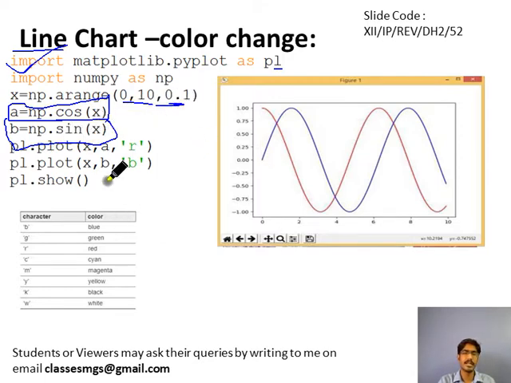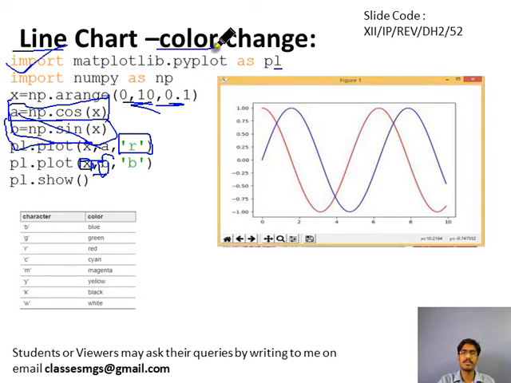So it will generate a continuous data set for sin x and cos x, and then we are using the plot method to draw. We are passing x as data set 1 and a as data set 2. In the second graph also we are passing x as data set 1 and b as data set 2. And here this thing needs to be noticed.